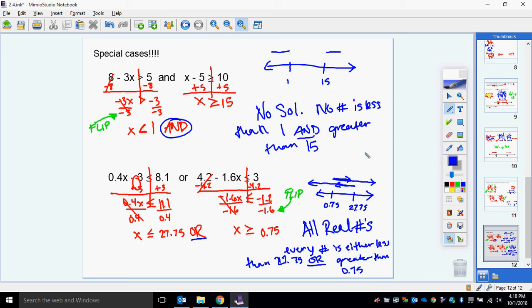All right, so those are your special cases that you need to be aware of. When ands go out, that's not natural, that's a no solution. When ors go in, that covers the entire number line, that's all real numbers. Okay, so we have a no solution, and then we have all real numbers. So be aware of that on WebAssign.